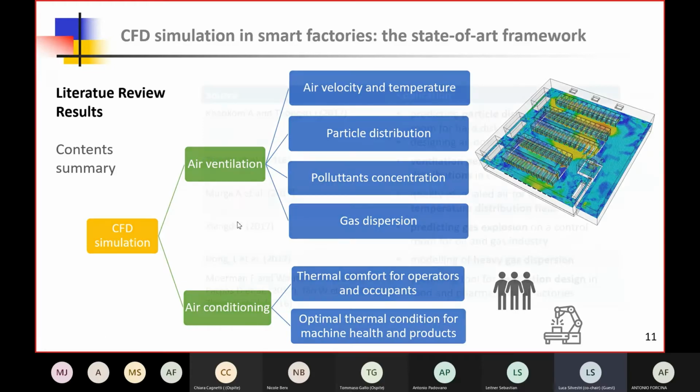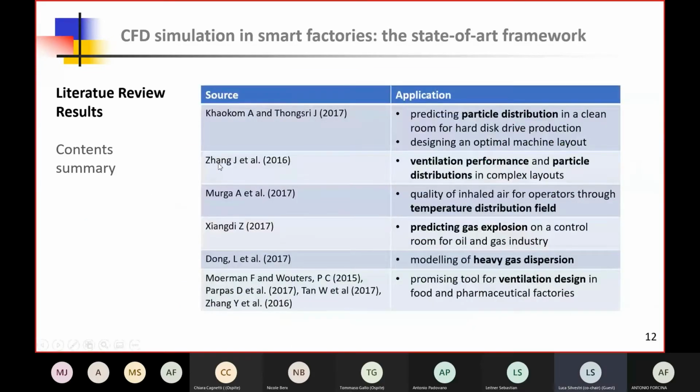health and products. This is a content summary in which I extracted part of my database just to highlight the main applications that several authors already applied in a smart factory. First, we can consider CFD simulation a useful tool for predicting particle distribution in a clean room, for example, for hard disk drive production, but also for designing an optimal machine layout. It's possible to use CFD simulation for knowing the ventilation performance and particle distribution in complex layouts.